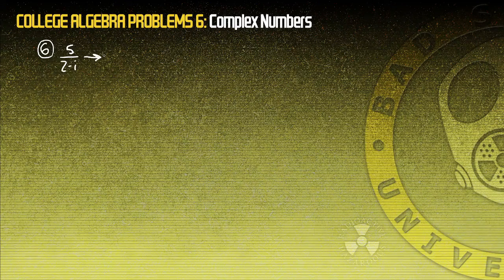For problem 6, we have 5 over 2 minus i. When you have an i in the denominator, you want to get rid of it by multiplying the fraction by the complex conjugate. The complex conjugate is just the denominator term with the i, but you change the minus sign into a plus, or vice versa. So you multiply by 2 plus i over 2 plus i. So you're still just multiplying by 1.